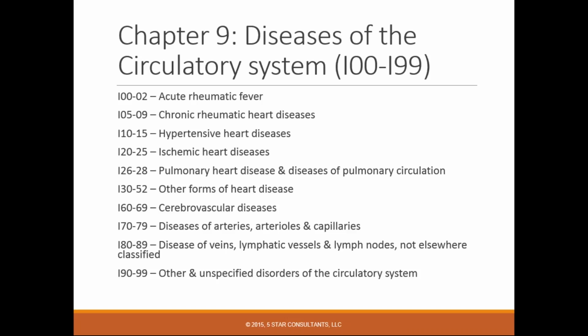The next several are huge ones for us. I20 to I25 is ischemic heart diseases. I26 to I28 is our pulmonary heart disease and diseases of pulmonary circulation. I30 to I52 is other forms of heart disease, lots of them in there. I60 to I69, cerebrovascular diseases, are strokes. I70 to I79, diseases of arteries, arterioles, and capillaries. I80 to I89, diseases of veins, lymphatic vessels, lymph nodes, not elsewhere classified. And then a big chapter, I95 to I99, other and unspecified disorders of the circulatory system.